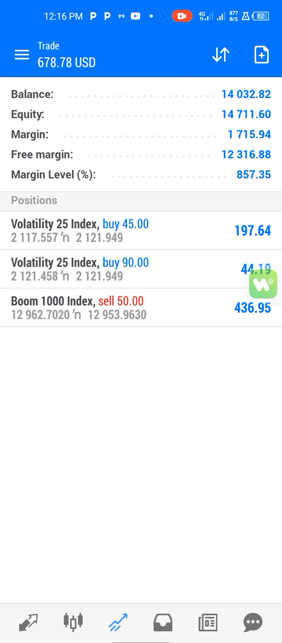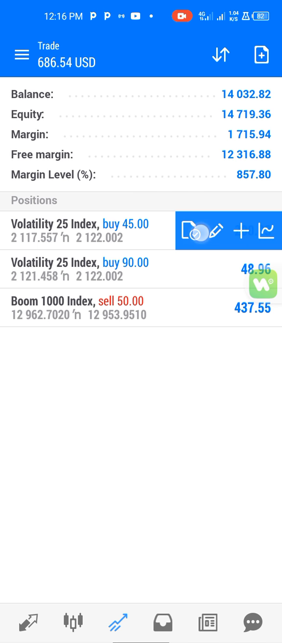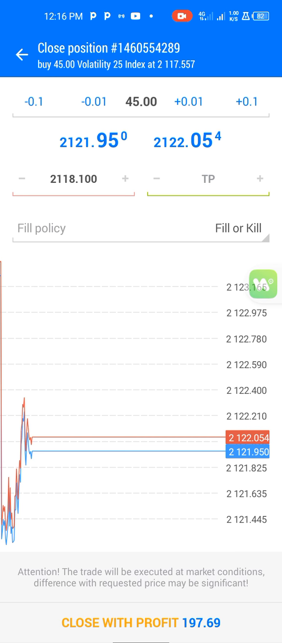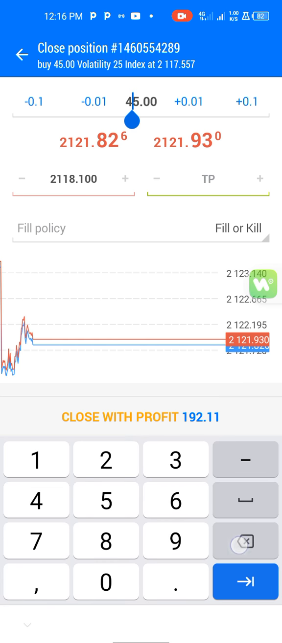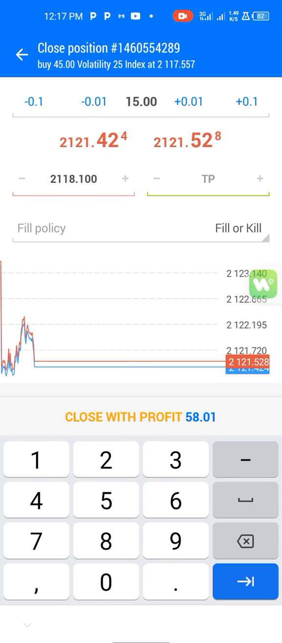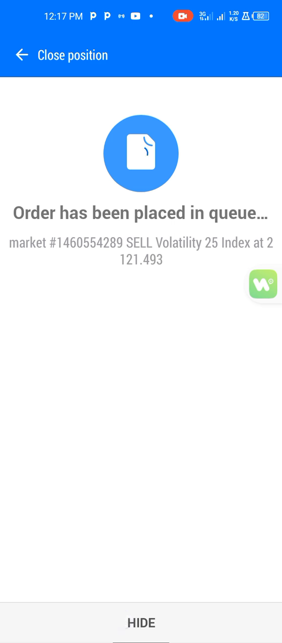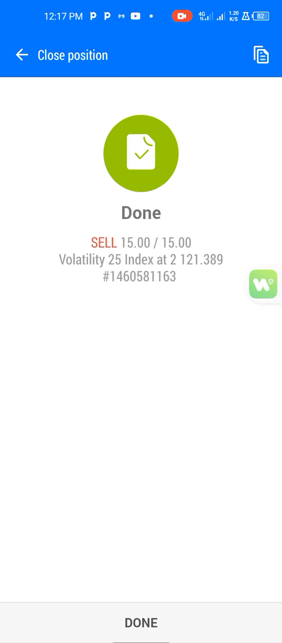Oh, sorry, I clicked the wrong option. Remember, you don't modify, you swipe to the left. Sorry for that mistake. You swipe to the left and you click this option. Can you see the profit is here? It's even reducing already. So let me reduce this running trade to 15 lot size, so I can take this profit out of it. I click okay, it's done.